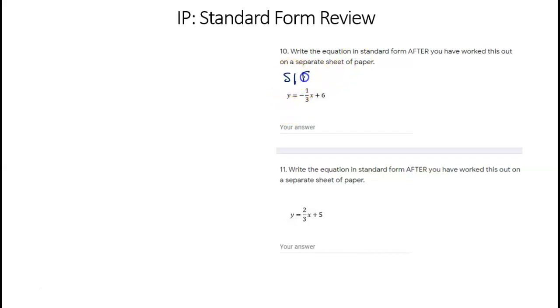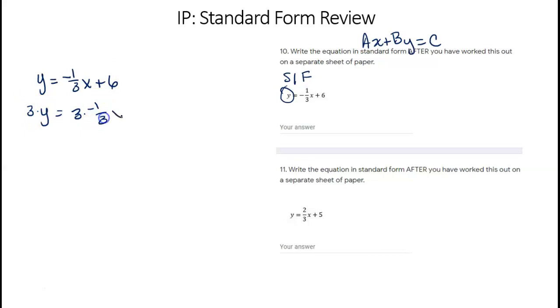This is slope-intercept form where the y is already isolated. Standard form looks like this: ax plus by equals c. The x and the y are on the same side of the equal sign, and there shouldn't be any fractions. So I'm going to start by multiplying everything by 3 to get rid of the fraction. So it becomes 3 times y, 3 times -1/3 x, plus 3 times 6. The 3y just comes back down, but here the 3's cancel because 3 divided by 3 is 1. 1 times -1 is -1x, and 3 times 6 is 18.